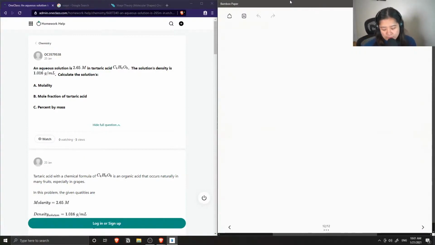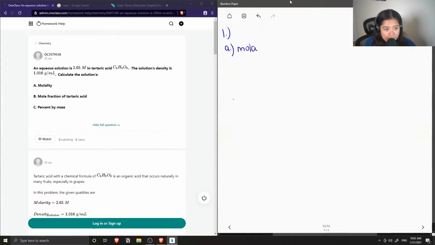Okay, so question 1 says that an aqueous solution is 2.65 moles per liter in tartaric acid, C4H6O6. The solution's density is 1.016 grams per milliliter. Calculate the solution's molality, the mole fraction of tartaric acid, and also its percentage by mass. Okay, so this is a multi-step question. And first we need to calculate the molality.